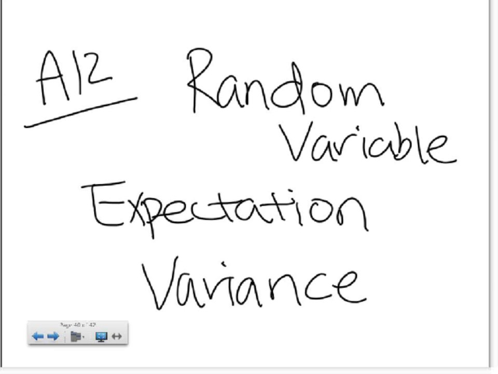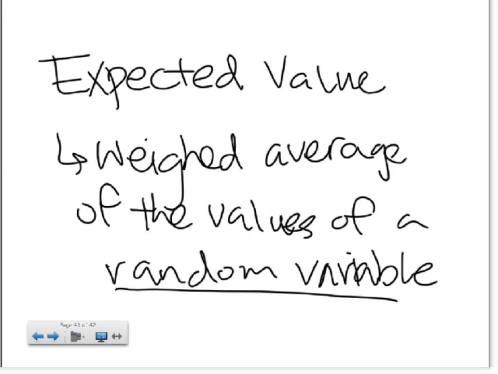First of all, we're going to look at the definition of expected value. Expected value is a weighted average of the values of a random variable. And I'm going to talk about random variables very briefly. A random variable over a sample space is a function that maps every sample point to a real number.